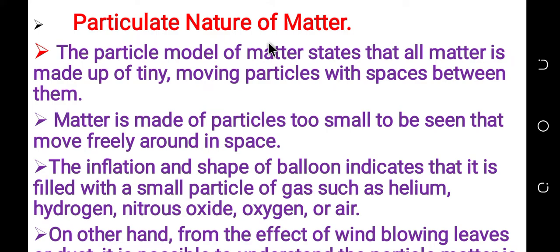Particulate nature of matter. The particle model of matter states that all matter is made up of teeny moving particles with space between them. ሁሉም ማተር የተሰራው ከፓርቲክሎች ነው. ቲኒ ከሆኑ ሙቪንግ ፓርቲክል ነው with space between them. በፓርቲክሎች መካከል ስፔስ አለ. ስለዚህ ማተር የተሰራው በመካከላቸው ስፔስ ካለ እና ከሚንቀሳቀሱ ፓርቲክሎች ነው. ይሄ particulate nature of matter ይባላል. The particle model of matter states that all matter is made up of teeny moving particles with space between them.